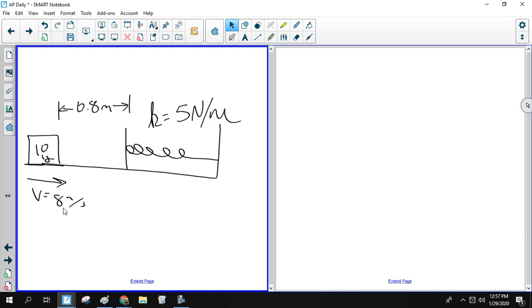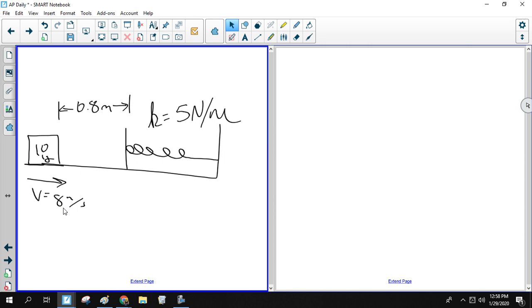She's not frictionless. We'll get there in a second. All right, 10-kilogram block sliding along at 8 meters a second. It's going to slide 0.8 meters before it hits this spring. The spring has a spring constant of 5 newtons per meter.